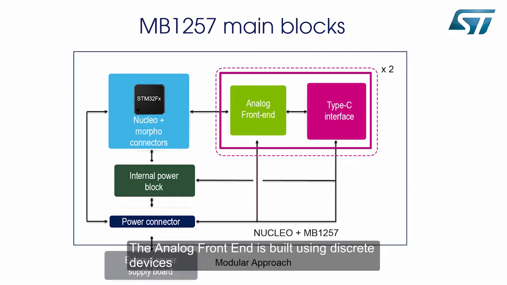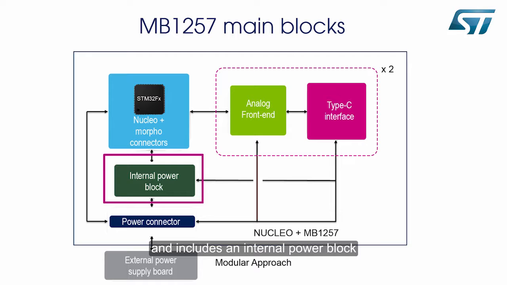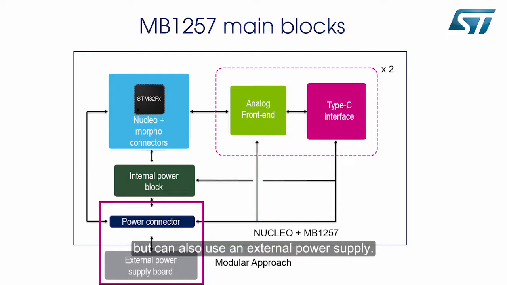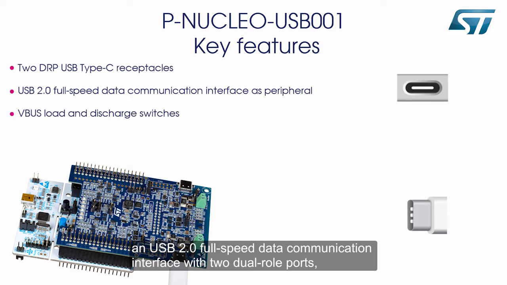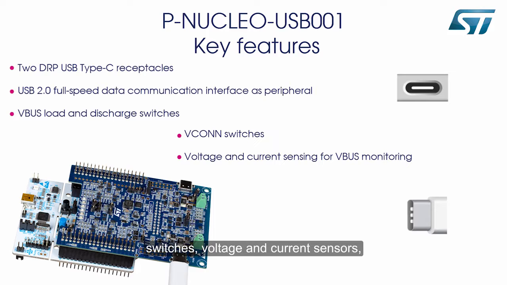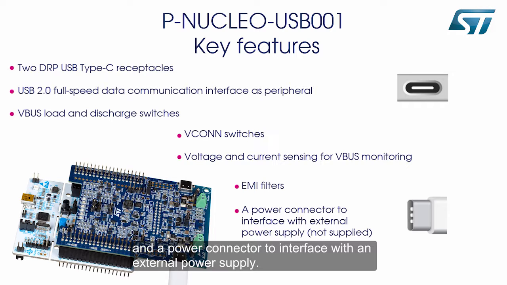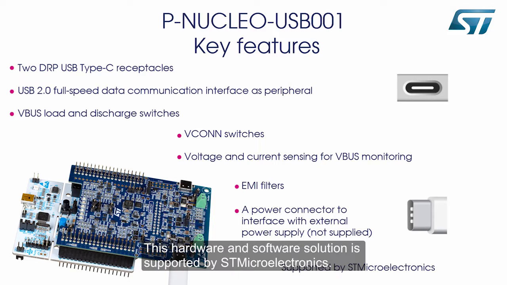The analog front end is built using discrete devices and includes an internal power block, but can also use an external power supply. This Nucleo kit provides a USB 2.0 full-speed data communication interface with two dual-role ports, switches, voltage and current sensors, EMI filters, and a power connector to interface with an external power supply. This hardware and software solution is supported by ST Microelectronics.